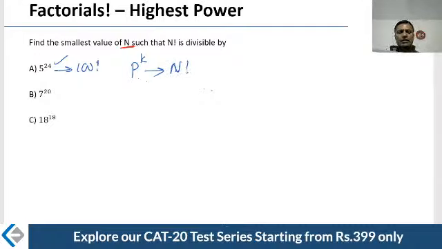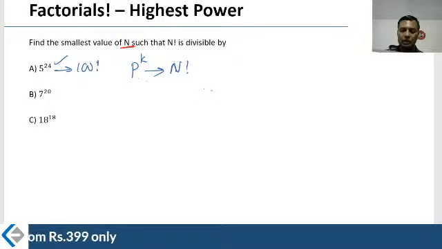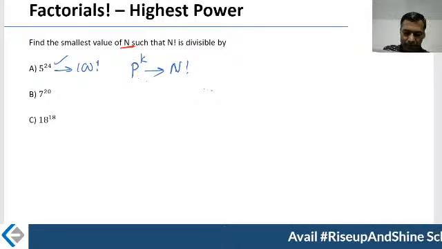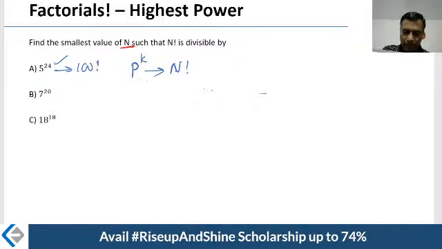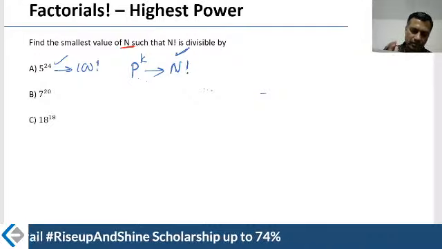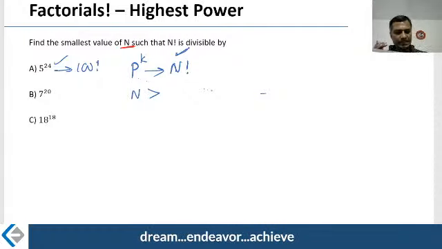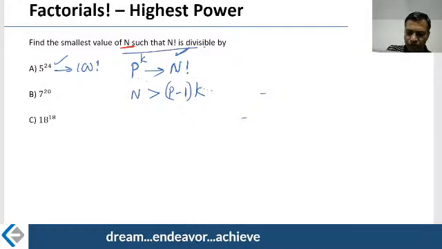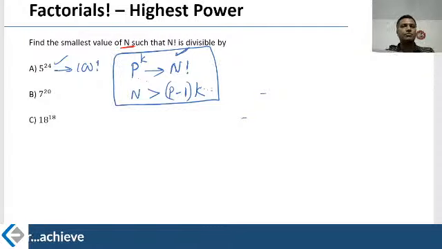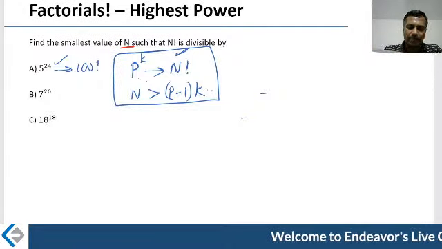What is the minimum value of n such that a prime number raised to power k divides n factorial? The idea is to find this n. This n is unknown. P is known, k is known. There is an approximation algorithm. In this case, n is marginally greater than p minus 1 times k.